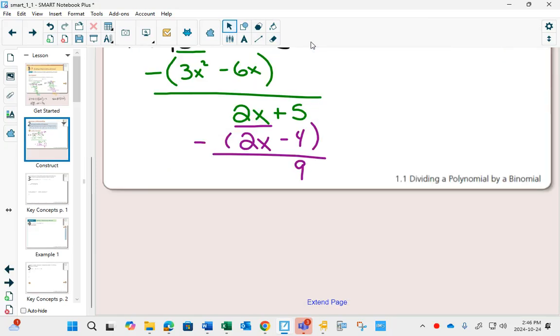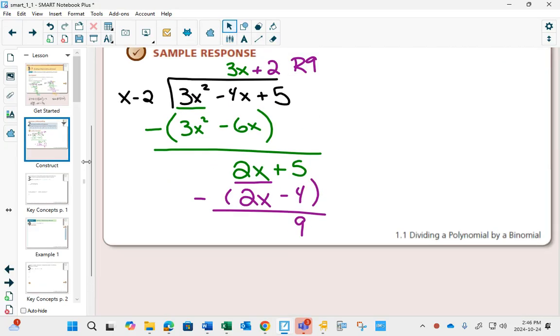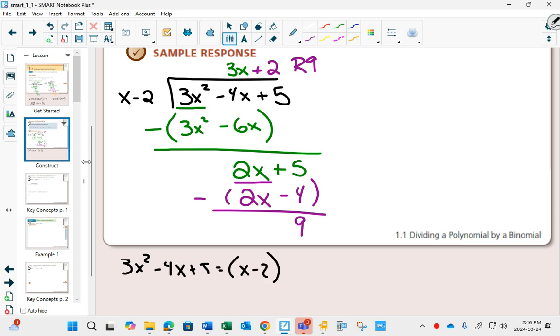Oh, and by the way, we could now say, for example, what did we figure out? We figured out that 3x squared minus 4x plus 5 is equal to (x minus 2) times (3x plus 2). Well, that got us very close, but not perfectly. There was a remainder of 9. So if we just add 9, it works out. But if there was no remainder, you will have factored perfectly, right? If there was plus 0 at the end, you would have just developed a new way of factoring.